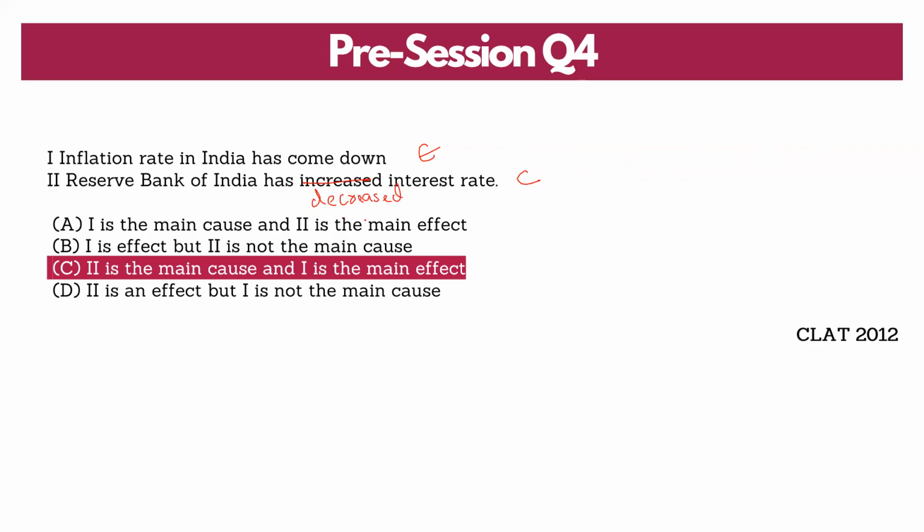Now, if the bank decreases the interest rate, will inflation come down or go up? Inflation will go up, because once the Reserve Bank of India decreases the interest rate, there will be more money in the market that will lead to inflation. That's a basic economic fact. So here again, two is the main cause and one is the main effect.